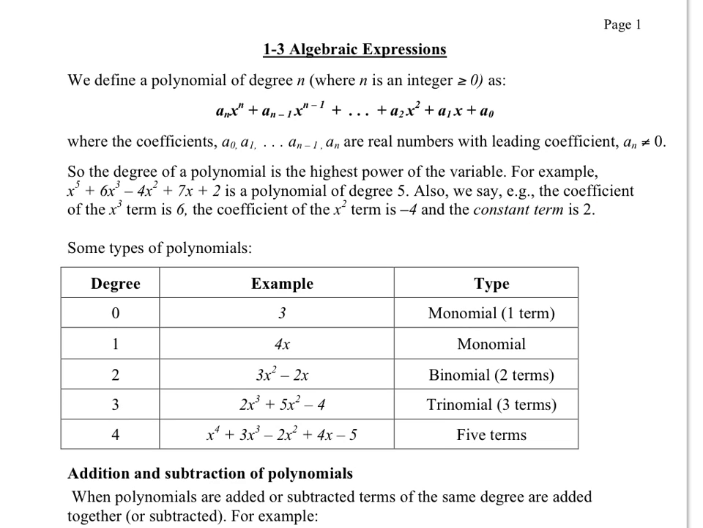We look at the highest power, which is 5, and so we can say that the polynomial is of degree 5. The coefficient of the x cubed term is 6, the coefficient of the x squared term is -4, and the constant term is 2.